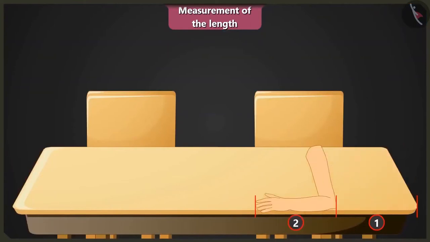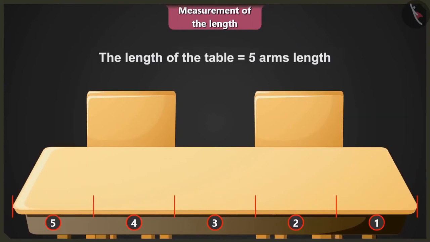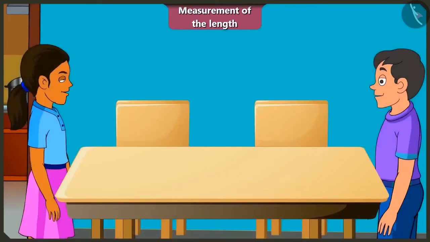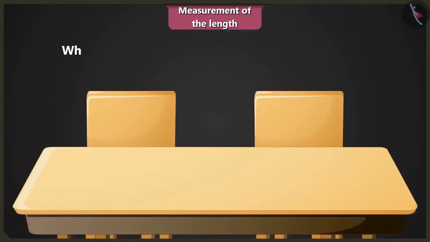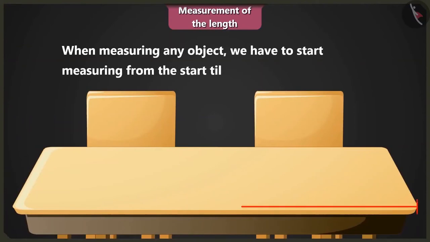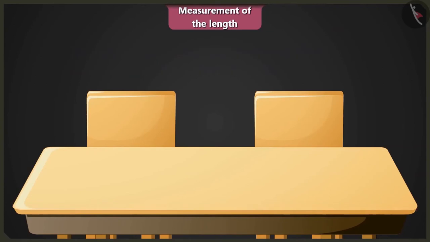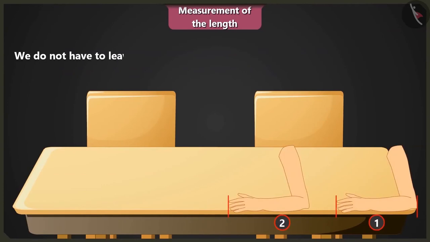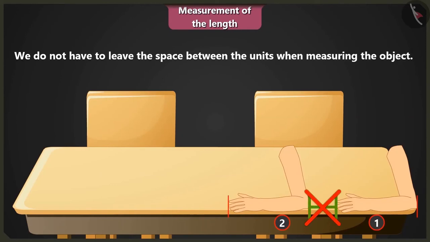It would be 1, 2, 3, 4 and 5. The length of this table is 5 arm length. Yes, now the answer is correct. Thank you, Mintu. Yes. Then always keep in mind, while measuring the length of any object, always measure from one end to another end of the object. Yes, I will keep it in mind. And also make sure to remember that while measuring the length, no space should be left between the units. Yes, I will remember that too.